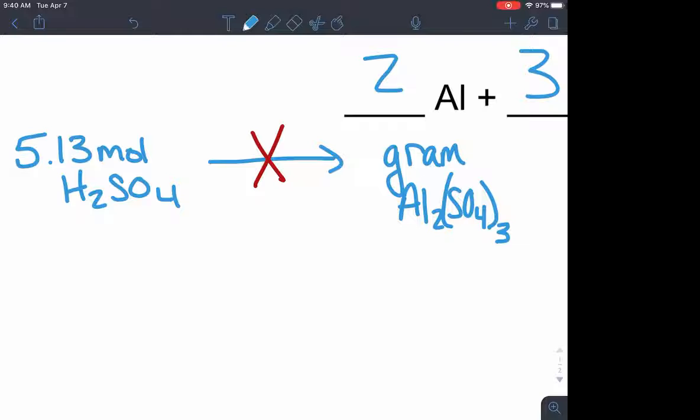So, do you think we want to go from moles of H2SO4? Do we want to go to moles of a different compound, or do we want to go to grams of H2SO4? We want to go to grams. We want to do grams of H2SO4?